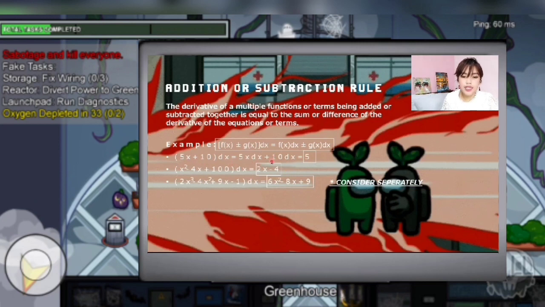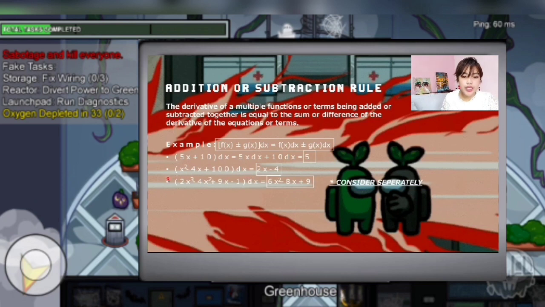And what is the derivative of 10? Now we discussed that in the constant rule, where any element of the real numbers has a derivative equal to 0. So the derivative of 10 is equal to 0. So we are only left with 5. That's our final answer.